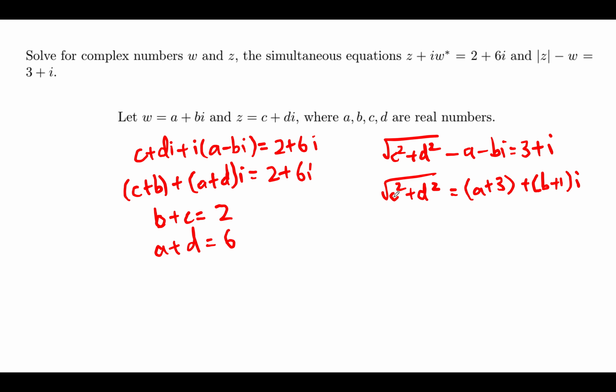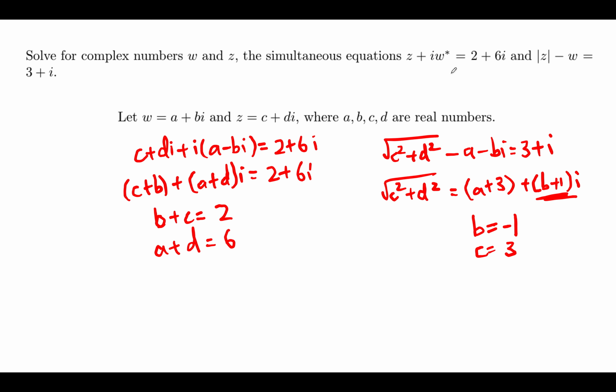Now we know that c and d are both real numbers as defined. So this square root here has to be a real number as well, right? Because we are adding the squares of two real numbers, which must be non-negative. So this means that it cannot contain an imaginary part, or rather, this term is equal to 0. So since b plus 1 is equal to 0, b is equal to minus 1. And using this equation over here, we get c equals 3.